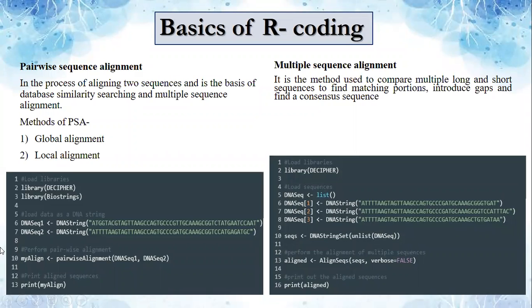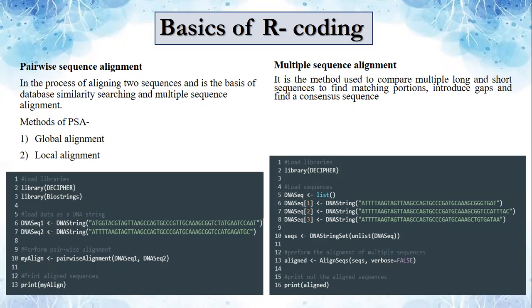Next learning is about the R coding, which was learned for pairwise sequence alignment and multiple sequence alignment. Pairwise sequence alignment means aligning two sequences and is also the basis of database similarity searching and multiple sequence alignment. There are two methods of PSA, that is global alignment and local alignment. On the other hand, multiple sequence alignment is the method used to compare multiple long and short sequences to find matching portions, introduce gaps, and find consensus sequence.